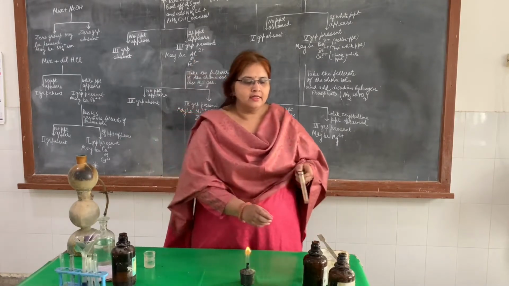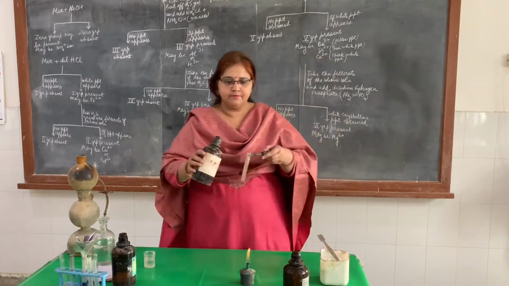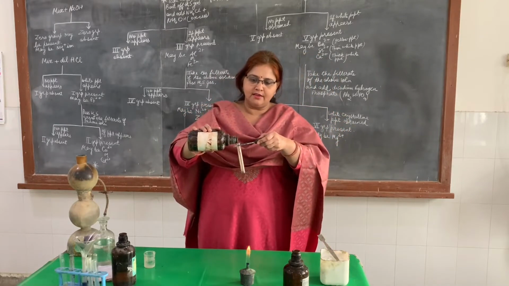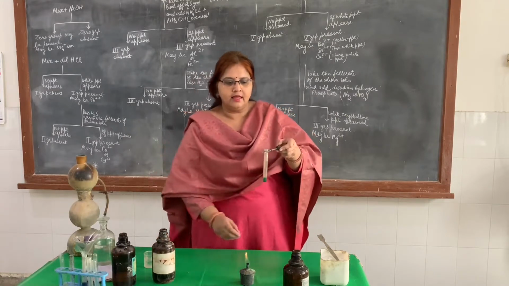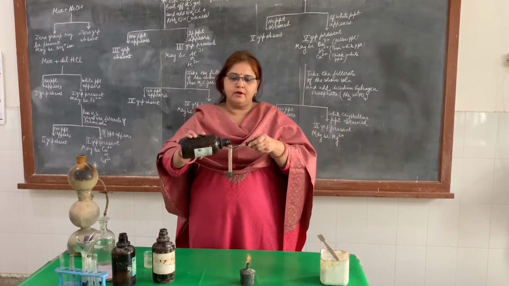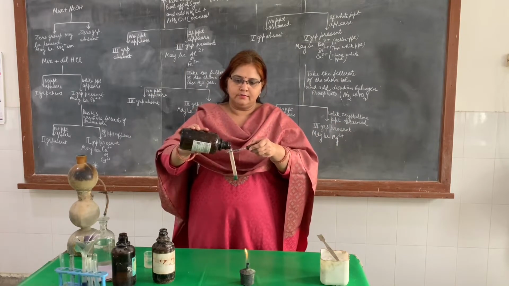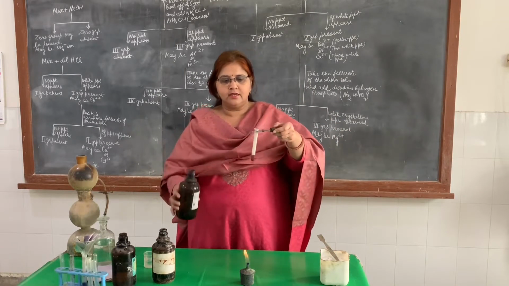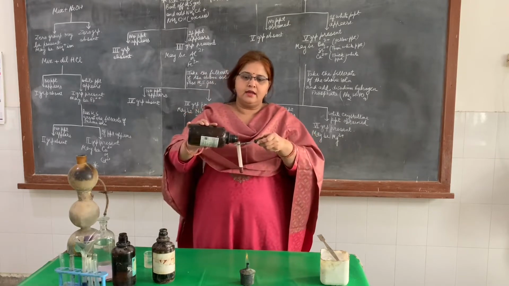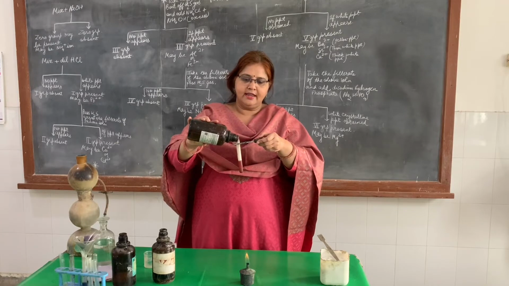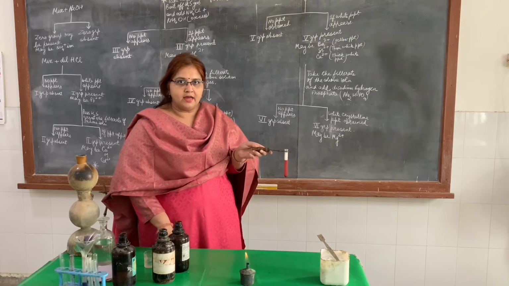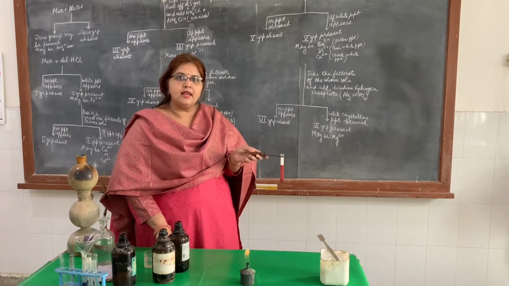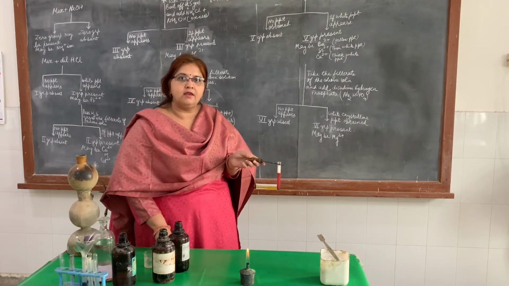Then we are adding dimethyl glyoxime, a few drops of dimethyl glyoxime. And then add excess of ammonium hydroxide. You see, a very bright pink color is obtained. If we are adding it in excess, you can see clearly a very bright pink color is obtained. This means nickel ion is confirmed in the given mixture.